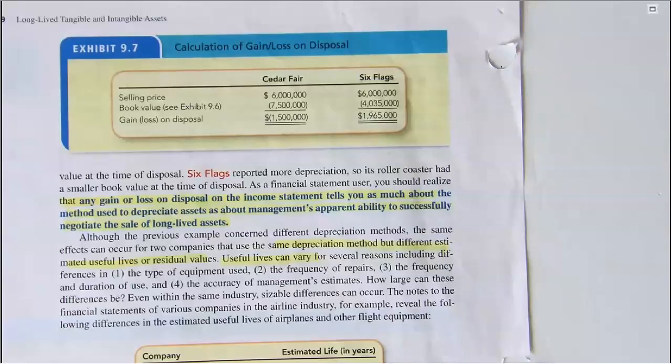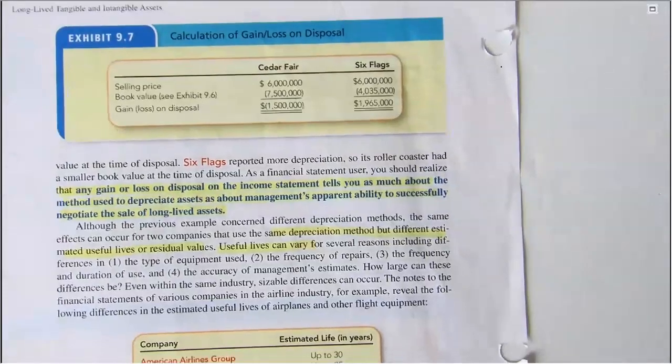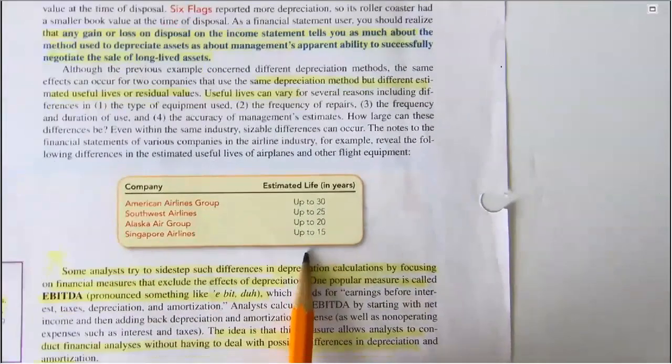So it's not necessarily the case that they negotiated poorly, like in Cedar Fair's case. They just used a method of depreciation that was slower. These are all the things you've got to think about, both as investors and as managers. Look at these different airlines and the useful lives they use.